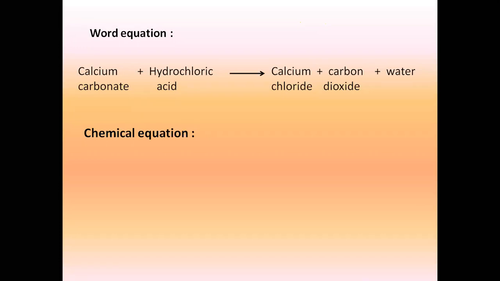Calcium carbonate is CaCO3 and hydrochloric acid is HCl. Now, I have already given you the word equation of the products. You just have to tell me the formula. Quickly think and tell me what is going to be the formula of calcium chloride, carbon dioxide and water.